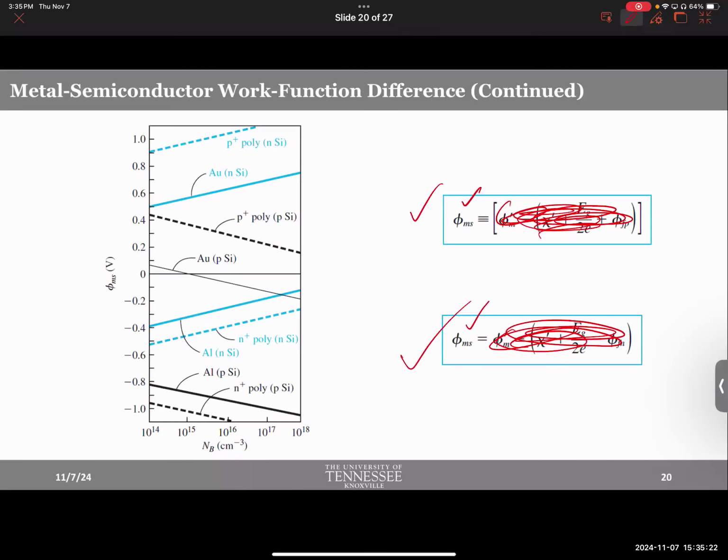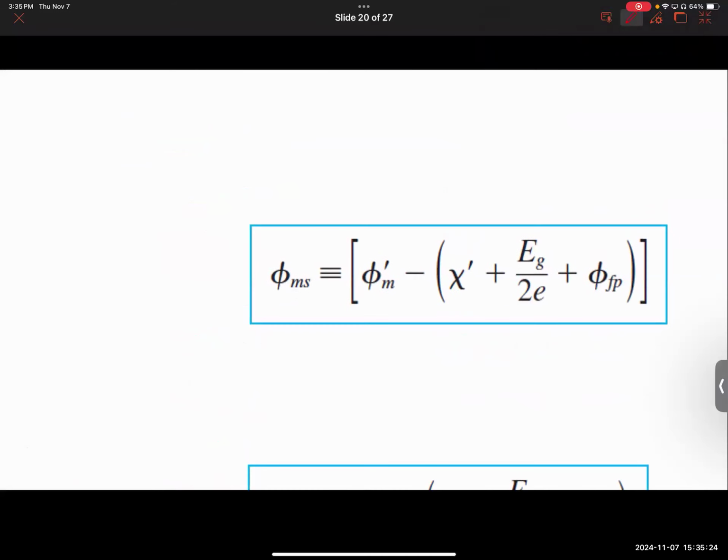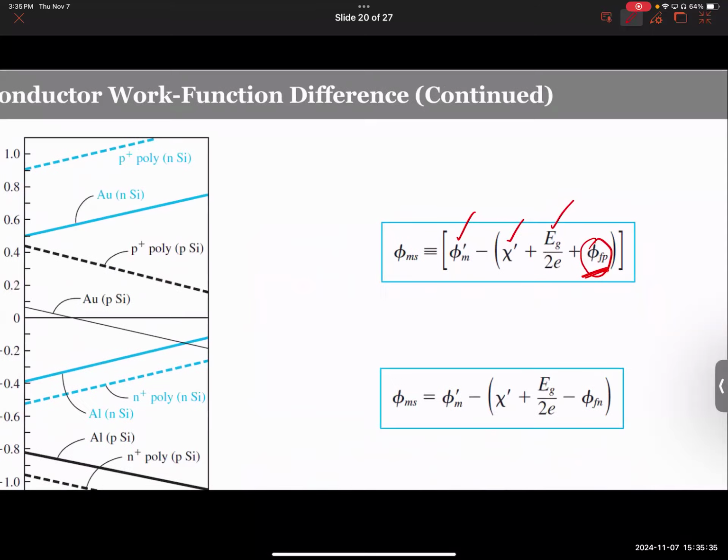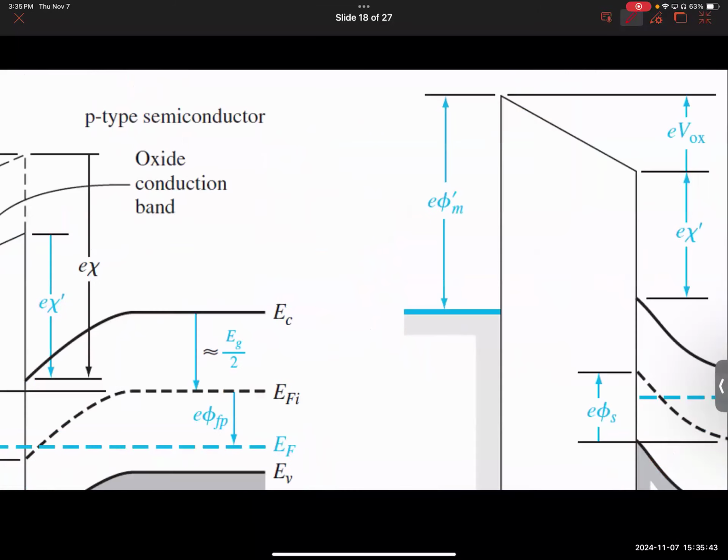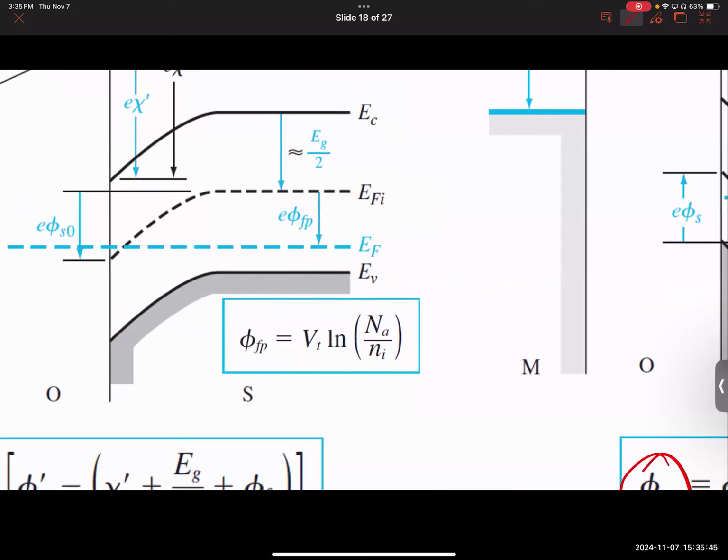Now go back to the metal semiconductor work function difference equations. Let's uncover them. Phi m is a given material parameter, chi is a material parameter, band gap is a material parameter. We cannot do anything about them. The only thing we can change is this phi fp or phi fn, depending on which type of semiconductor you're dealing with. Okay, sure.